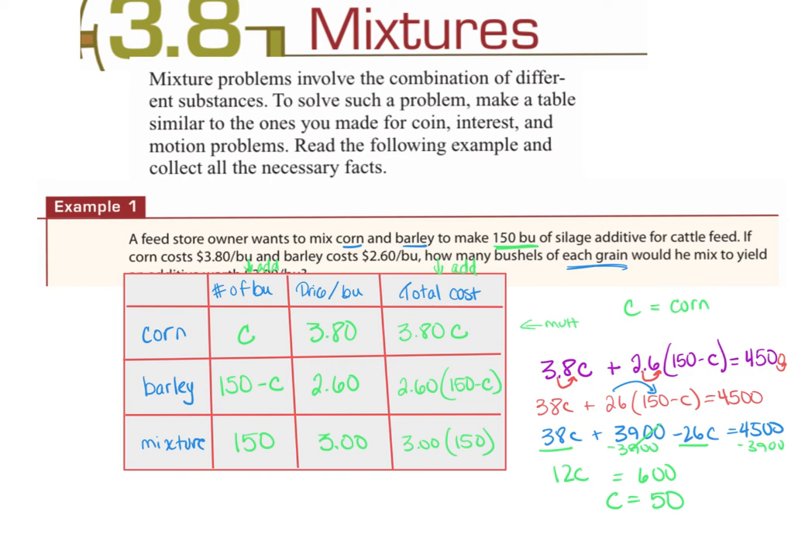Of each. So for corn, I have 50 bushels. They have to add up to 150. So to find this guy, 150 minus 50, how many bushels of barley? I have answered my question.